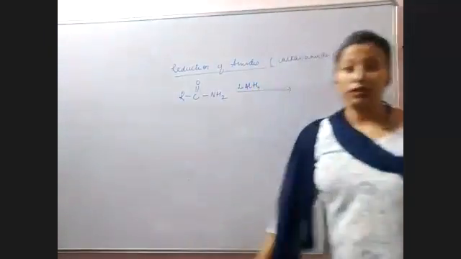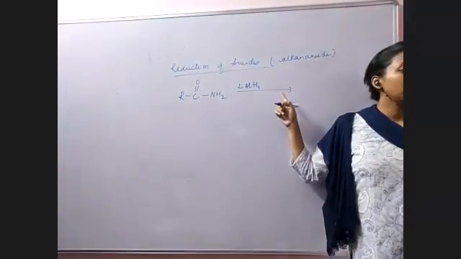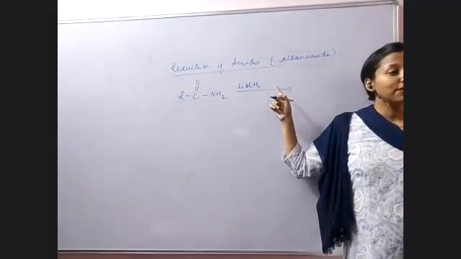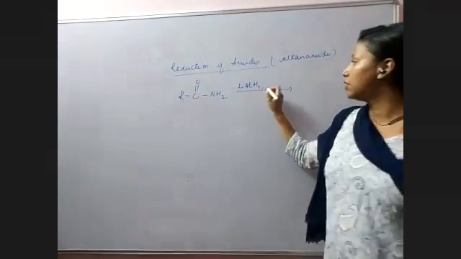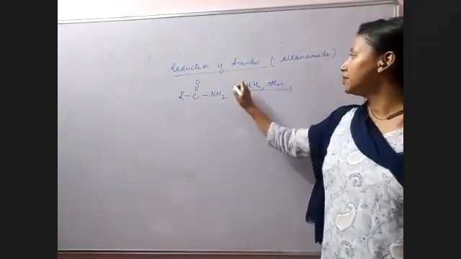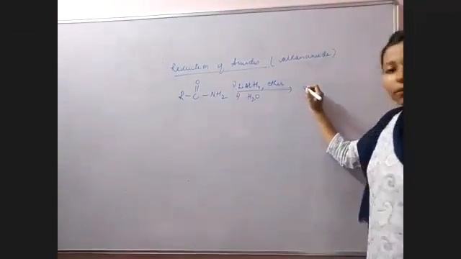LiAlH4 is the strongest reducing agent. So lithium aluminium hydride, we will need a solvent that is ether. In the first step we use this, in the second step we hydrolyse it. What product will be formed?